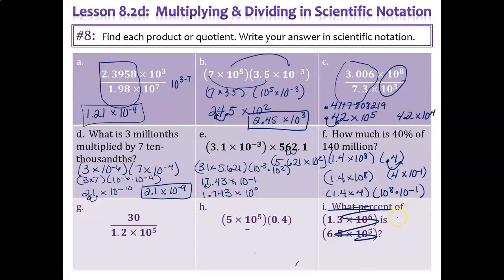is 5.6 times 10 to the 7th. Because 10 to the 8th times 10 to the negative 1st, you're going to take 8 plus negative 1, and that's 7. This is your answer. Okay, that's it.